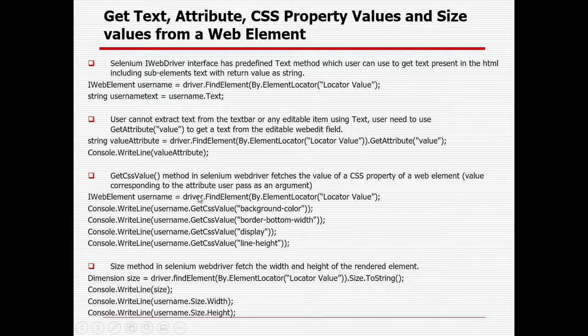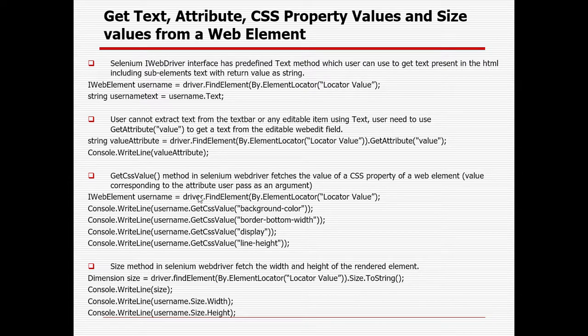Next, suppose in case you want to print something called a CSS value property, then how can you print it out? There is a method available in the WebDriver interface, the method name is getCssValue, which will fetch the value of a CSS property of a web element, the value corresponding to the attribute the user passes as an argument.